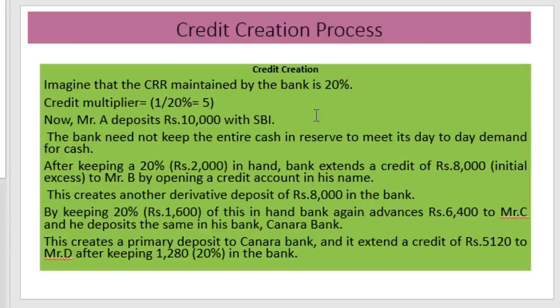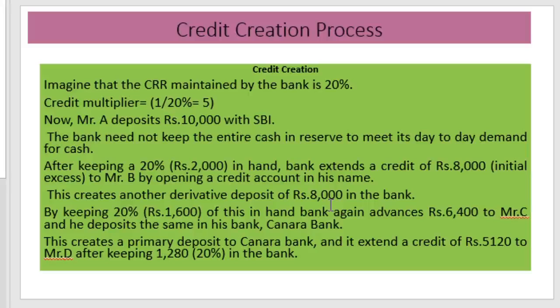Suppose, imagine that the CRR maintained by the bank is 20%. That is, 20% means out of 100 rupees they have to keep 20 rupees as cash. That is the CRR. Then the other amount can be given as loans. Then the credit multiplier is 1 by 20%, that is equal to 5. Suppose now A deposits rupees 10,000 with the SBI. The initial deposit is 10,000.